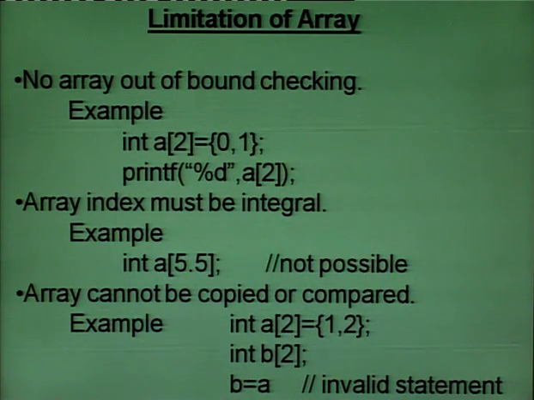It starts from 0 and goes up to the limit you want to give, but there is no possible condition to declare a decimal point number here. We won't declare a decimal point number here. The array cannot be copied or compared.